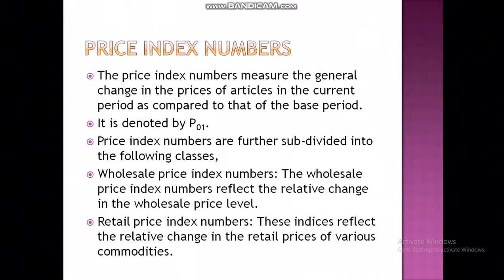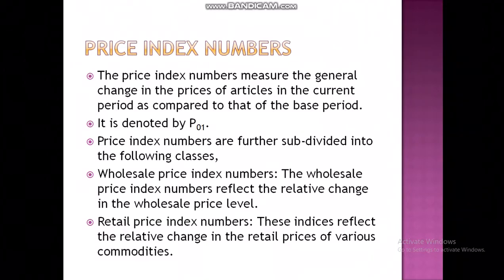In simple words, it measures the change in the price in the current year when we compare to that of a base period. How the price has changed from one period to another, that we can measure using these price index numbers, and it is denoted as P01. Here P represents price, 0 represents base year and 1 represents current year.